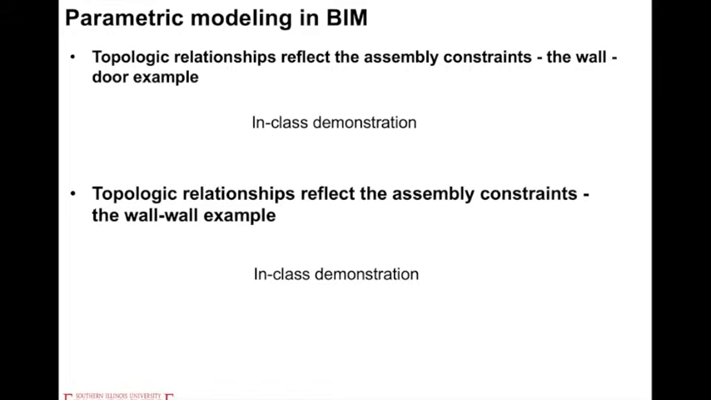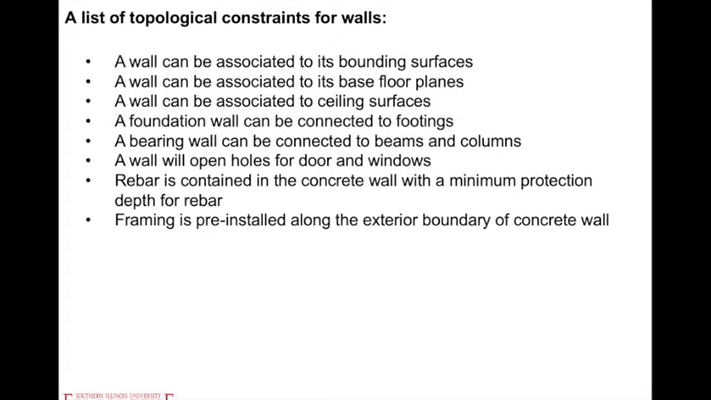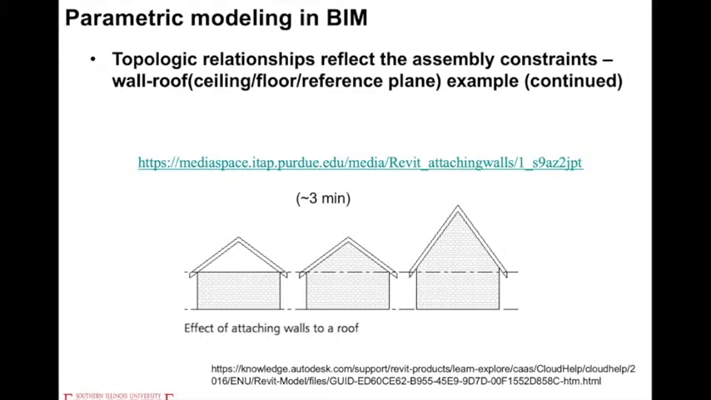The second example about assembly constraint is the wall-to-wall example. If you put two walls together and look at the intersection corner, the wall will automatically cut the overlaid part and merge them as one piece. More topological constraints for walls, I list several examples here. You can look at all of them, maybe in the following lab or in your future work or internship when you use BIM. You need to keep this in mind. The software can do this kind of thing.